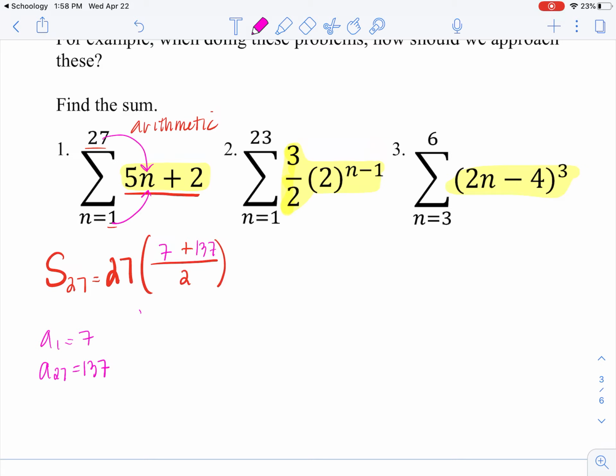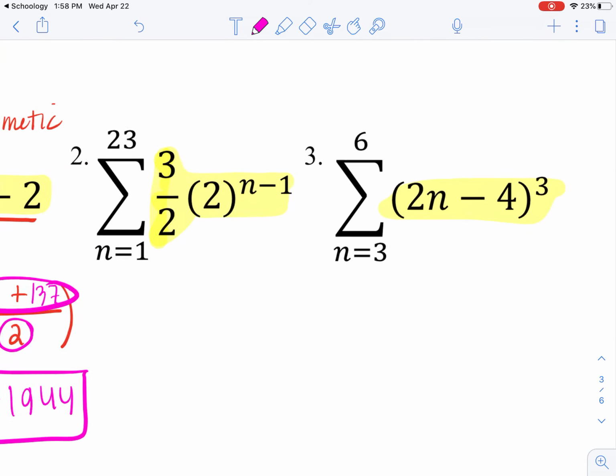Okay, so now I'm ready to get the sum of the first 27 terms of this series. I'm going to put 7 plus 137 in my calculator, hit enter, divided by 2, hit enter, times 27, hit enter, and you get 1,944 is the sum of that series.